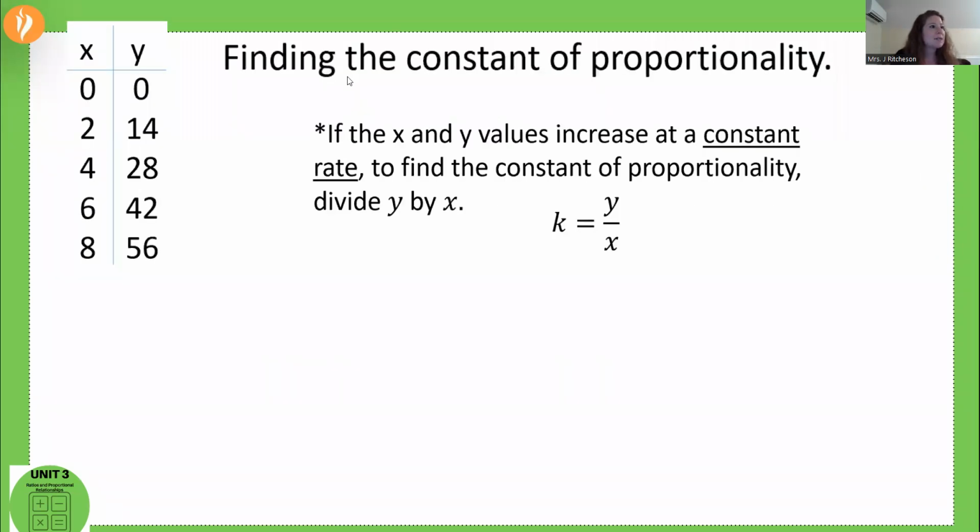All right, find the constant of proportionality. If the x and y values increase at a constant rate, to find the constant of proportionality, you divide y by x. So what is 14 divided by 2? 7. What is 28 divided by 4? 7. 42 divided by 6, and 56 divided by 8. They're all 7. So what is our constant of proportionality? It is 7. And once again, when x is 0, y is 0.